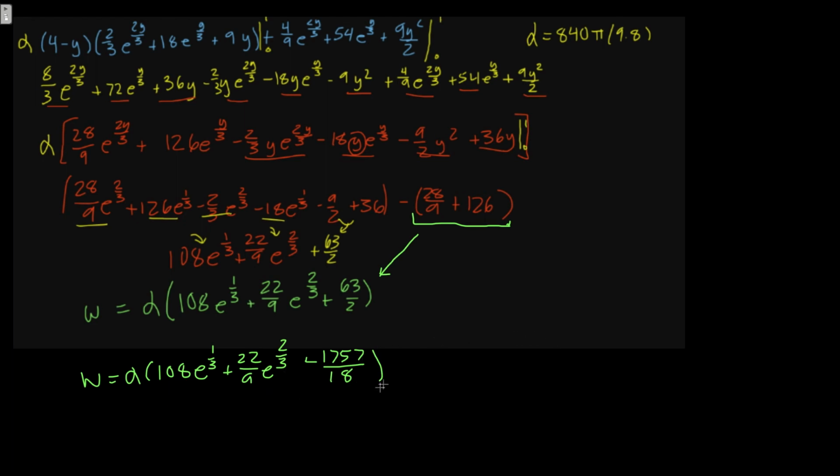So this is an actual number. I mean, I kind of said that before, and I want to emphasize now that we can get a real value for this. We can find the value for work required to move that 1 meter of water out of the bowl in joules by multiplying this value we just expressed times the value that we declared as alpha, which is 840 pi times 9.8. So we have work equals 9.8 times 840 times pi times 108 e to the 1/3 plus 22 over 9 e to the 2/3 minus 1757 over 18.